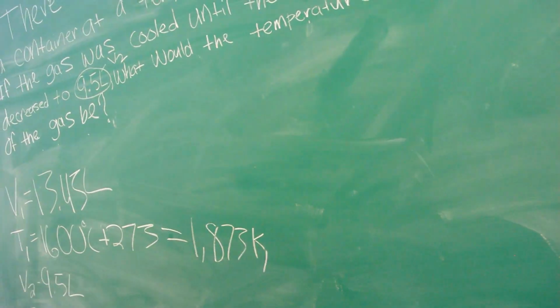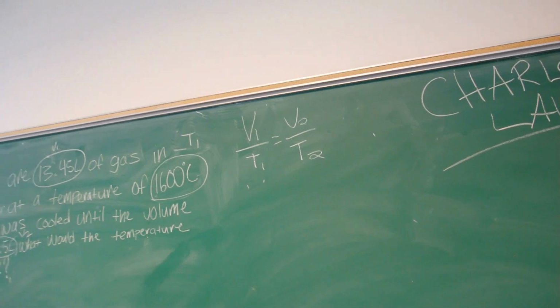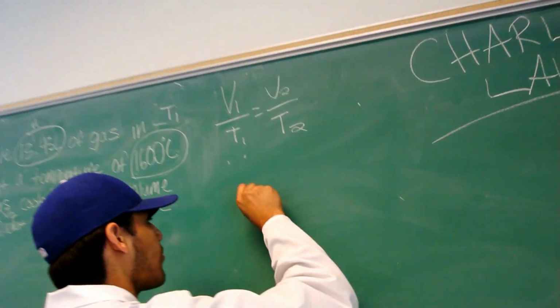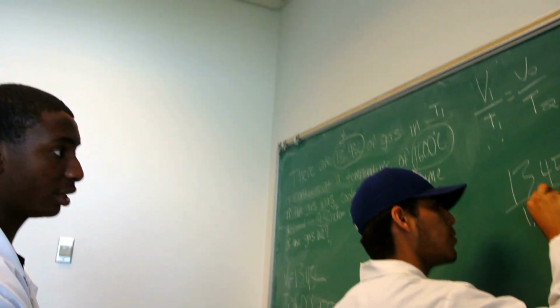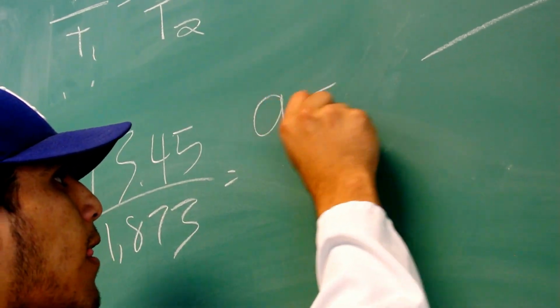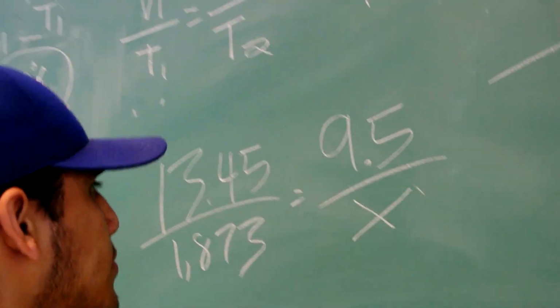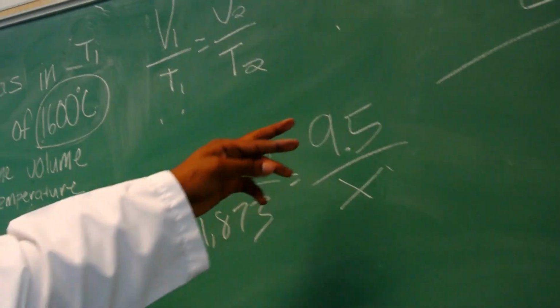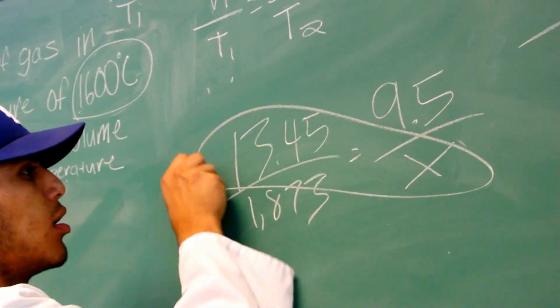So now, the only thing you have to do is plug all these variables into this equation. You write volume 1 on top, which is your numerator. You write temperature 1, which is 1,873 Kelvin, as your denominator. Then you write 9.5 as your numerator on the opposite side, and X, which we will be solving for. So one way you can solve is going across, but it's easier to cross multiply, which we will be doing.